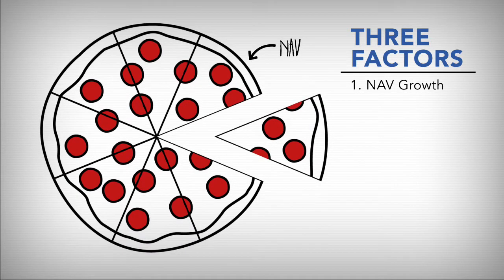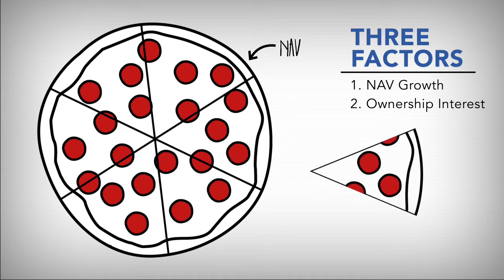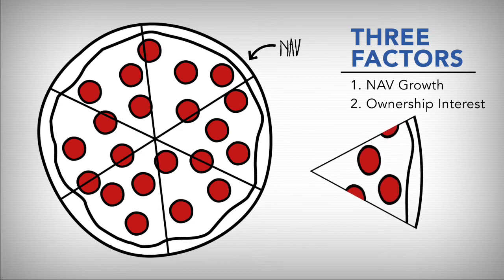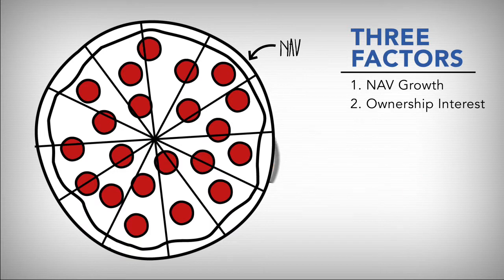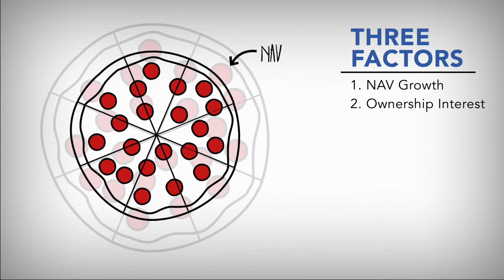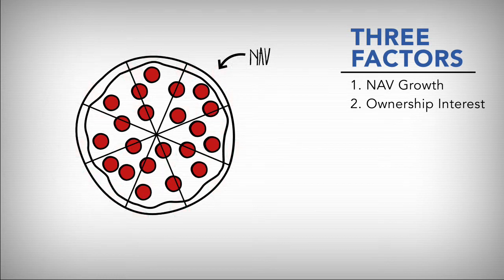The second factor is your percentage ownership interest. If the company buys back its shares, the pizza is effectively cut into fewer slices, so each slice is wider, representing your increased ownership interest in the company. Of course, companies can destroy shareholder value as well. Losses or dilution can make your shares smaller, effectively having the opposite impact by making the whole pizza shrink or your slices thinner. These two factors, net asset value growth and ownership interest, keep track of the value generated for shareholders that is kept within a company.